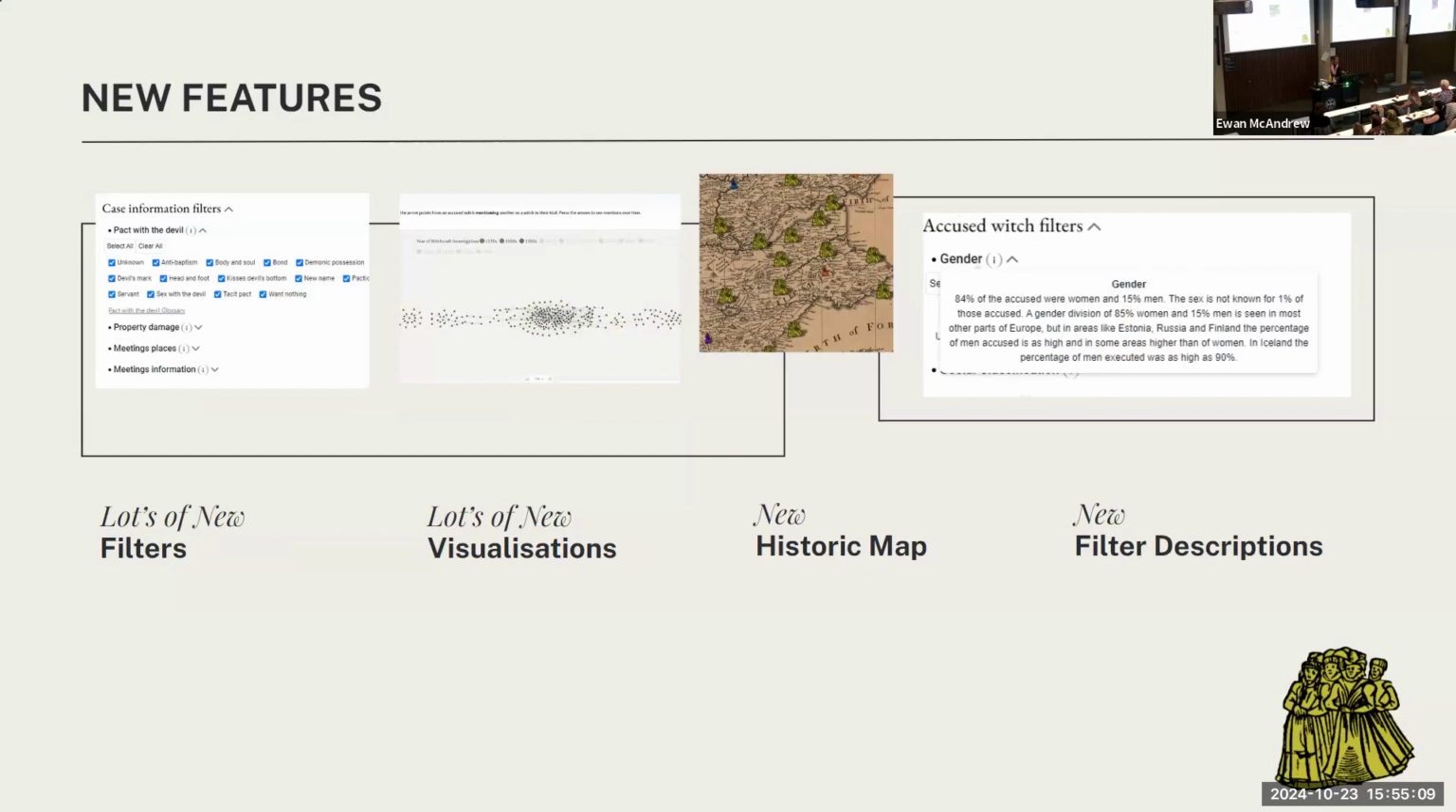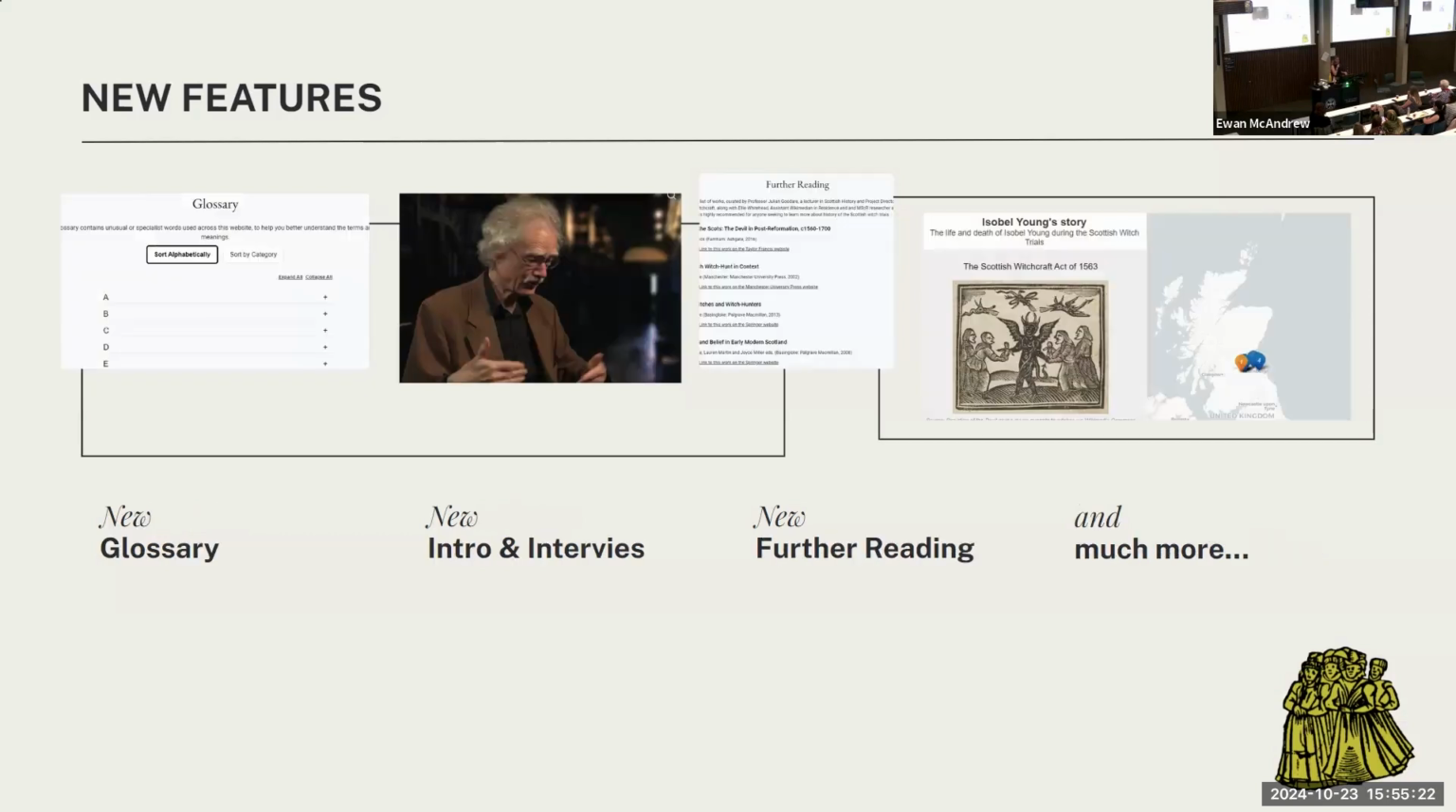We have a new historic map so that you can see a map closer to the time period that they would have happened, and there's the filter descriptions as well. We have a glossary to provide users with context if they're unsure of what terms mean, and the introduction to Scottish witch trials page and the interviews with Professor Julian Goodare for the reading page, so people have a place to look if they are still interested and want to find out even more information, and many more visualizations.